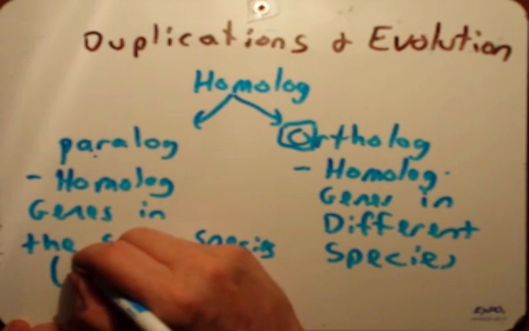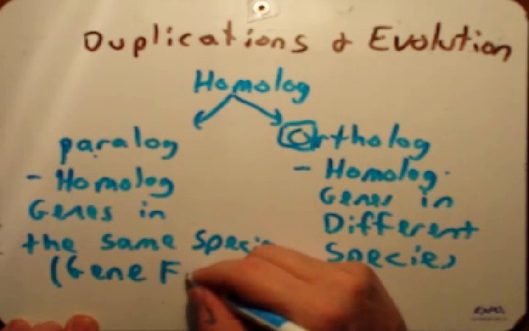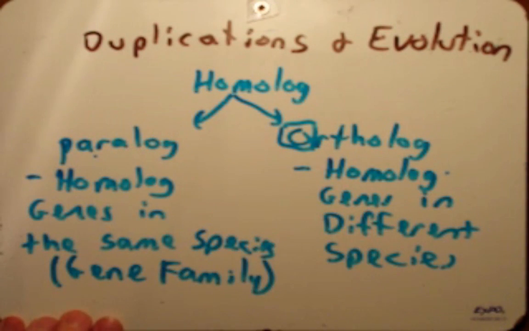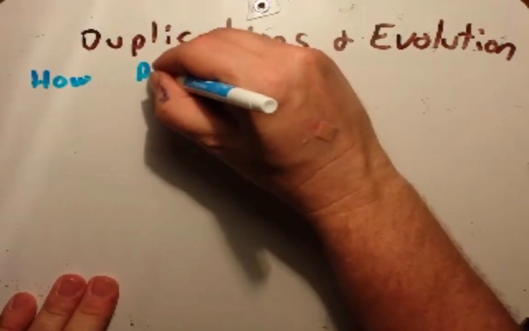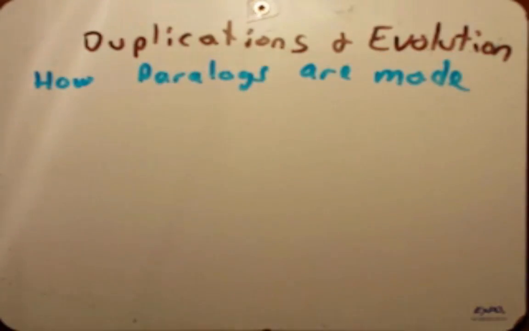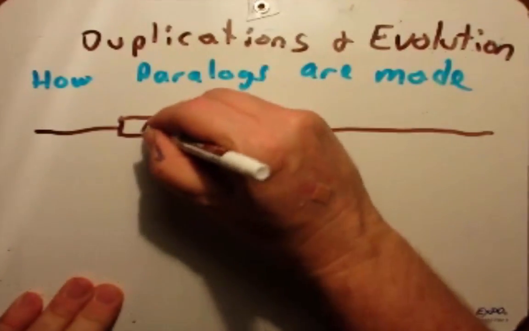What we end up usually calling all these paralogs often fall into what we call a gene family. So let's talk about how we're going to make a paralog. This is a recipe for how paralogs are made. Let's start with the assumption that we have gene A here.